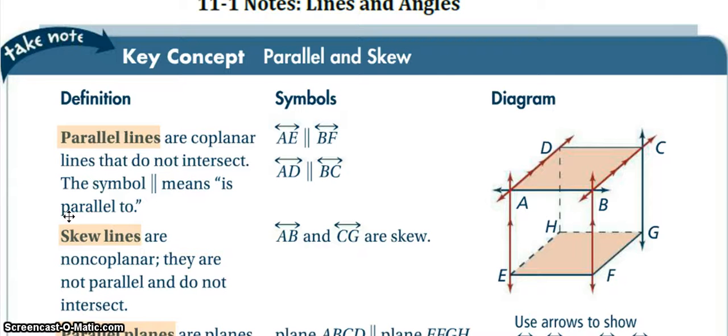Parallel lines are on the same plane, so what you're used to, and never intersect. They run parallel to each other, so we normally give the example of railroad tracks. Something like that are parallel.